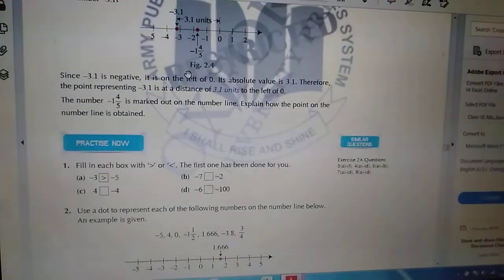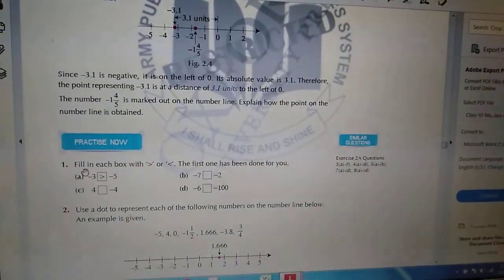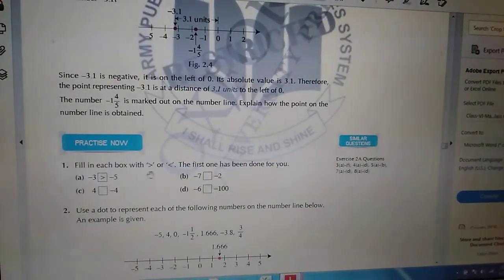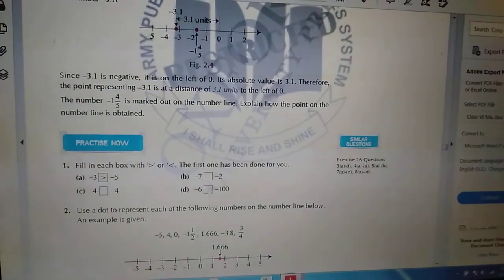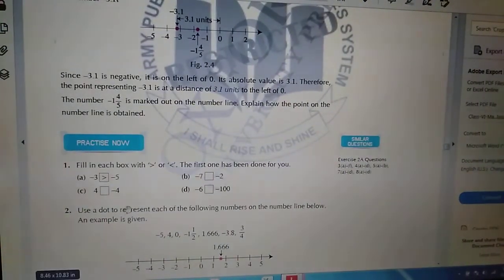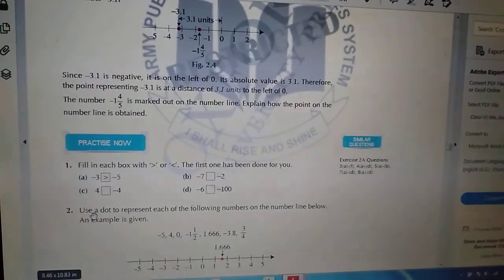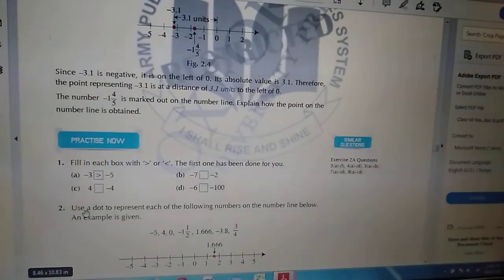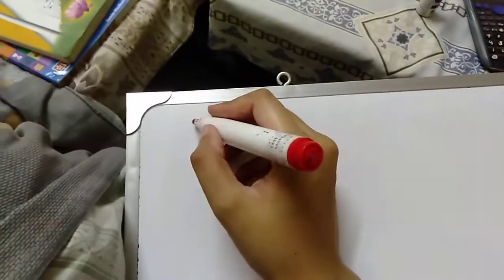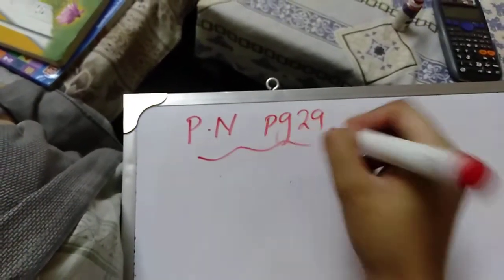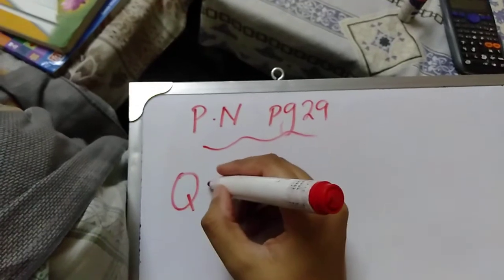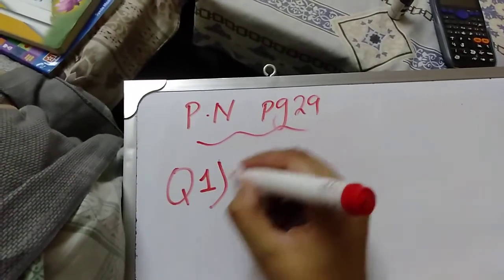So now we are going to solve practice now. We have to fill in the box with greater or less than sign. So now we are going to solve question number 1 first, then we will move towards question number 2. So let's start our question. It's practice now, which is on page number 29. You can also see the question from your book. We are doing question number 1.